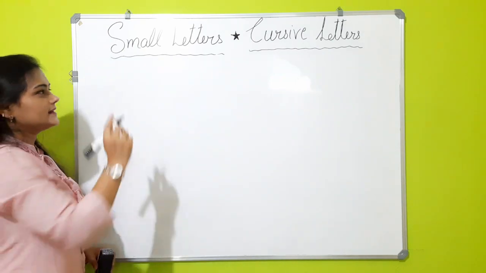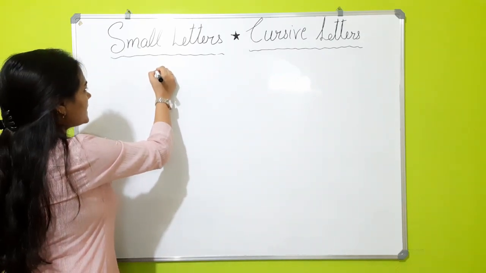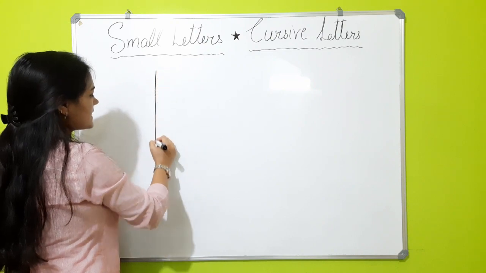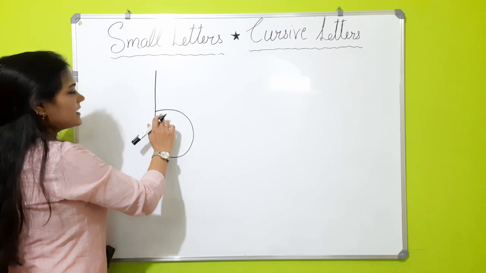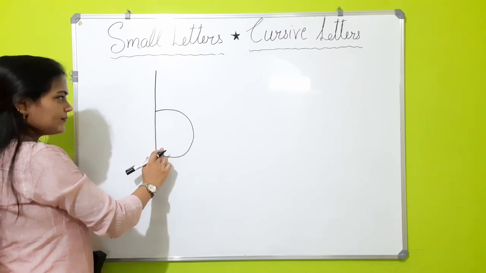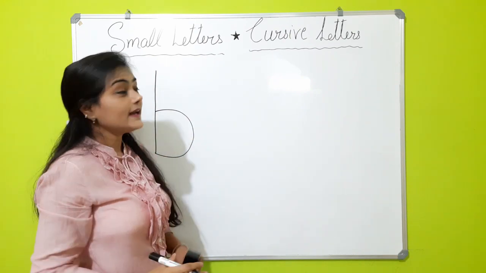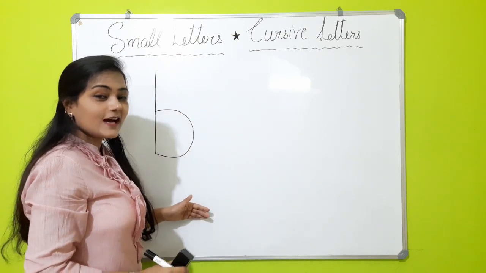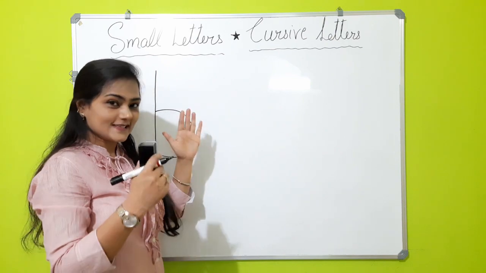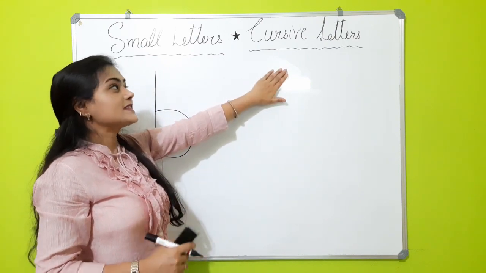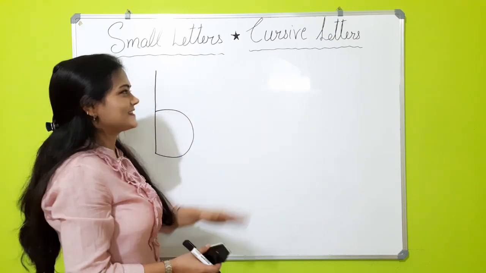Letter B. B कैसे बनाते हैं? Small letter, baby letter. One standing line and a small curve. बच्चों, आपको पहले simple letters practice करना है. Okay. Once you're done practicing with simple letters, then only you start practicing cursive letters.